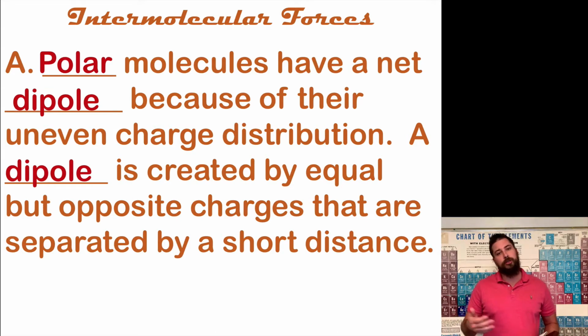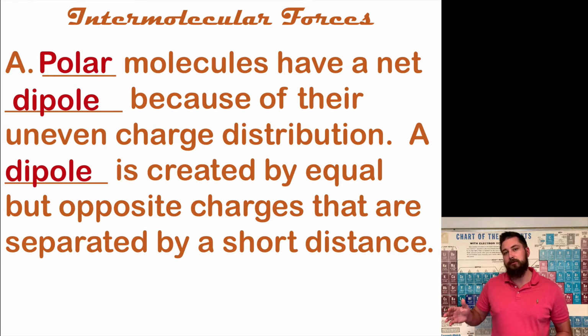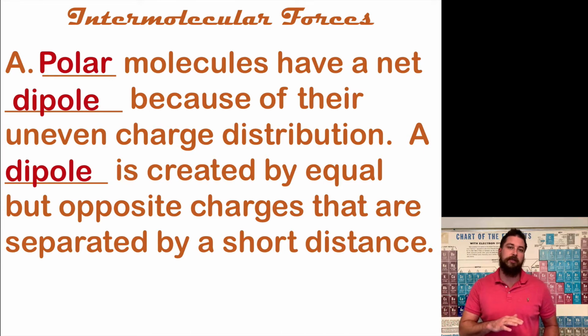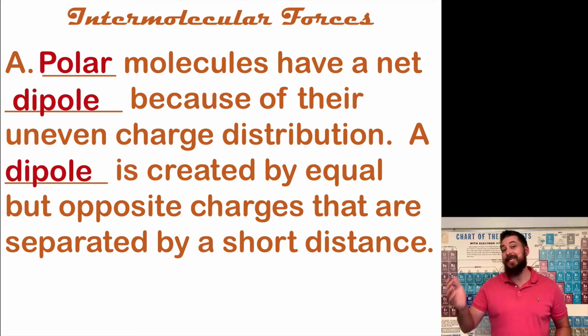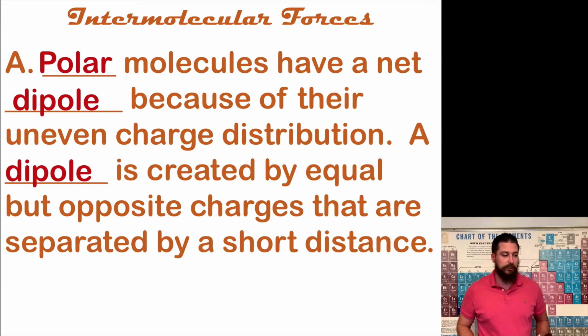So again, they're sharing electrons, but it's an uneven sharing of electrons. What ends up happening is you have a partial positive end and a partial negative end, which creates a dipole. Now this same exact thing can happen with entire molecules. You can have polar molecules where one end of the molecule is negative and the other end is positive. So let's go ahead and talk about that. A polar molecule is something that will have a net dipole. And again, a dipole is created by equal and opposite charges separated by a certain distance.